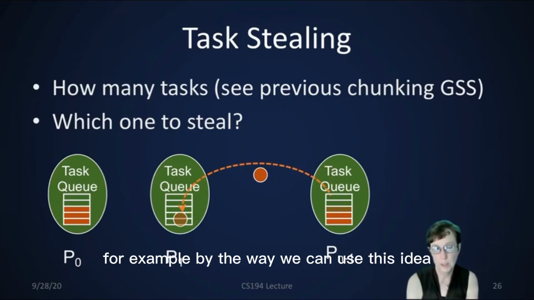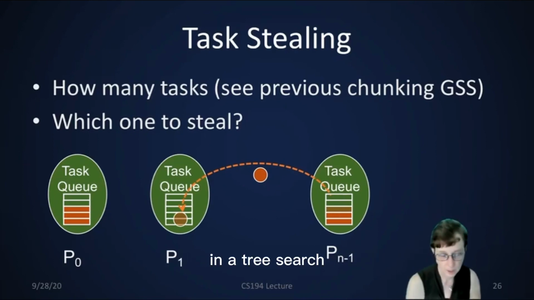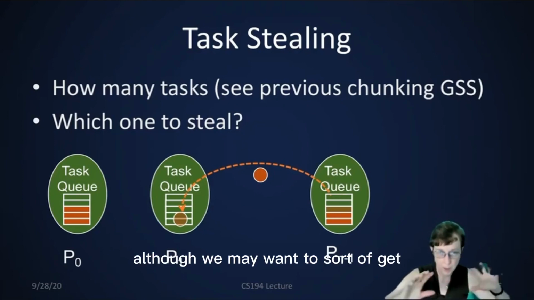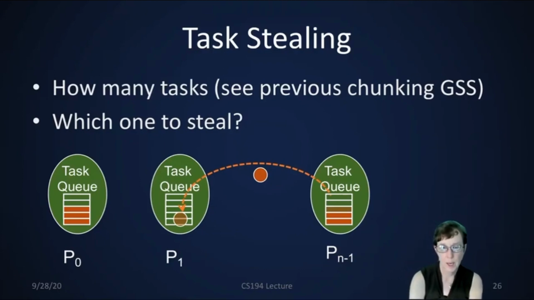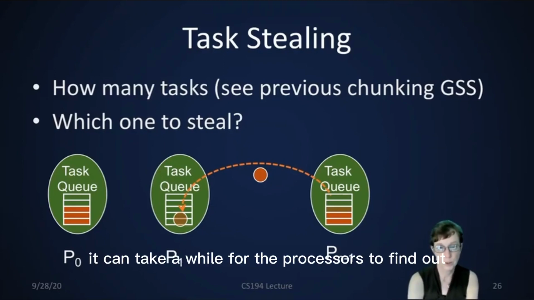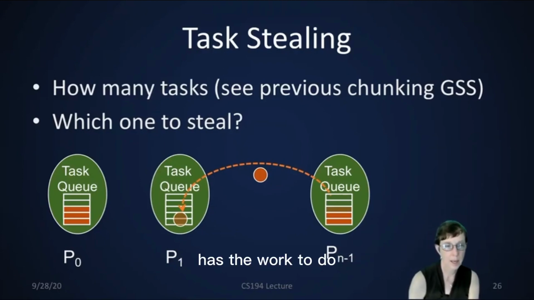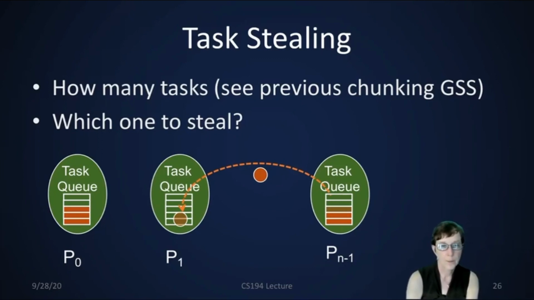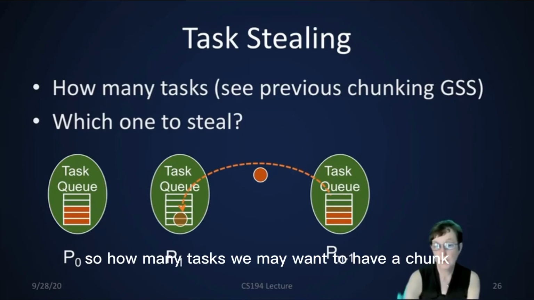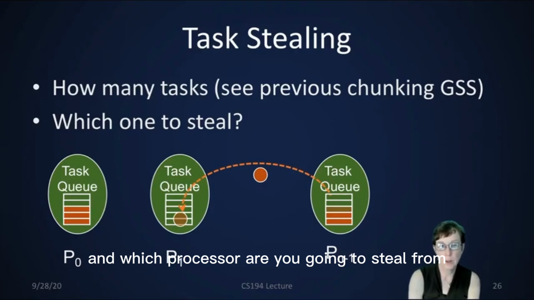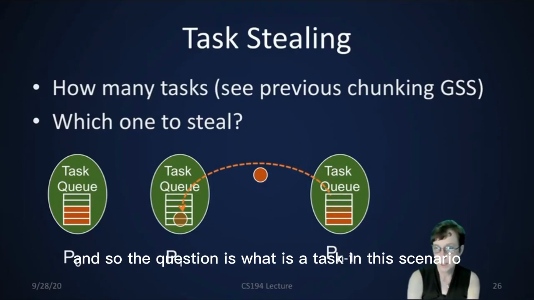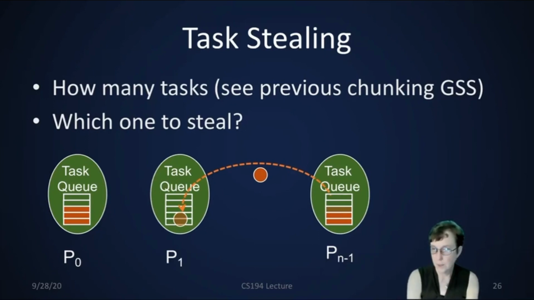By the way, we can use this idea in a tree search, although we may want to get the top of the tree distributed out into the queues, because otherwise it can take a while for the processors to find out which queue has the work to do. So how many tasks we may want to have in a chunk. So you may want to parameterize the stealing algorithm by a chunk size as well. And which processor are you going to steal from? And so the question is, what is a task in this scenario?